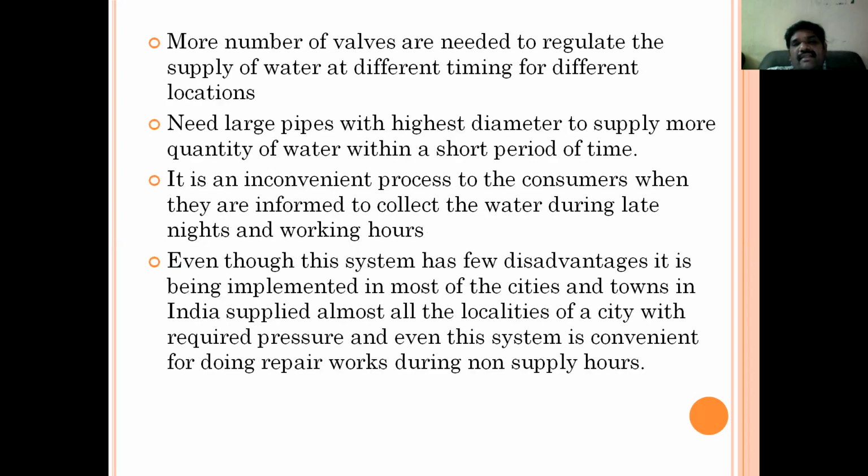And the other drawback is that more valves have to be fixed, as it is an intermittent system. To control the flow, to regulate the flow, to divert the flow, we need to fix more valves, because the supply is at different timings at different locations. We need valves to control, stop and divert the flow. This is one of the things we need to focus on.